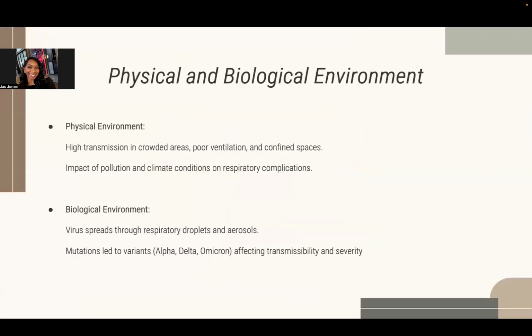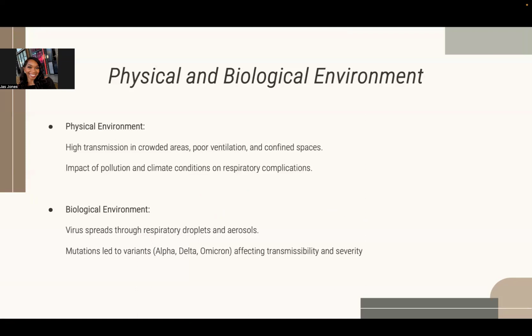Now, to get into the physical and biological part of it, the physical environment was typically poor air quality and limited healthcare access, which made COVID-19 outcomes worse in certain areas. Plus, crowded living situations made it easier for the virus to spread. In terms of air pollution, higher levels of air pollution were associated with worse health outcomes in COVID-19 patients, meaning that individuals who lived in polluted areas might experience more severe symptoms or complications from the virus.